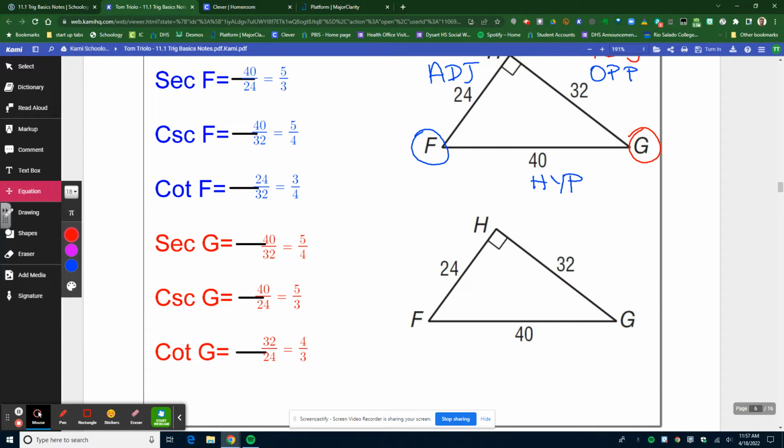Questions on these 6? A couple things to notice. With sine and cosine, your answers are always less than 1. But for secant and cosecant, they're always greater than 1. So if you ever end up with a sine or cosine greater than 1, you know you made a boo-boo. And if you make secant or cosecant less than 1, you made a boo-boo. When we start graphing these, this will make a little bit more sense.